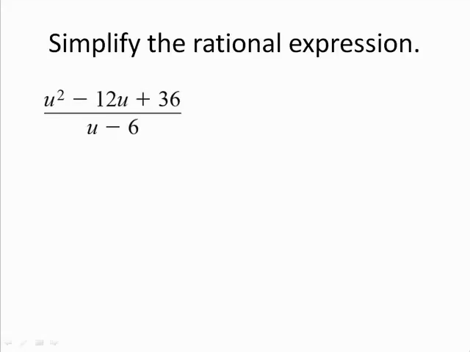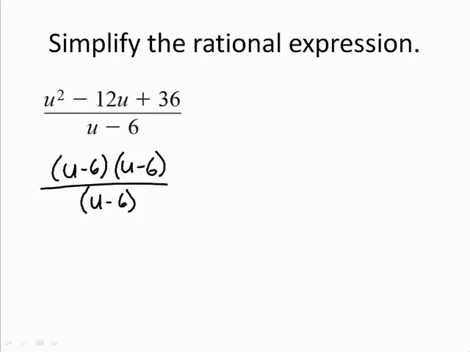Simplify the rational expression. u squared minus 12u plus 36 divided by u minus 6. The numerator factors into u minus 6 times u minus 6. So this can be written as u minus 6 times u minus 6, all divided by u minus 6. A u minus 6 cancels out from the numerator and denominator. This leaves you with u minus 6.